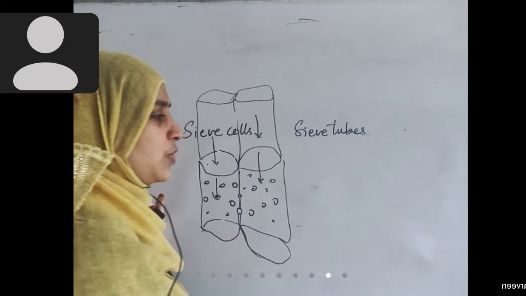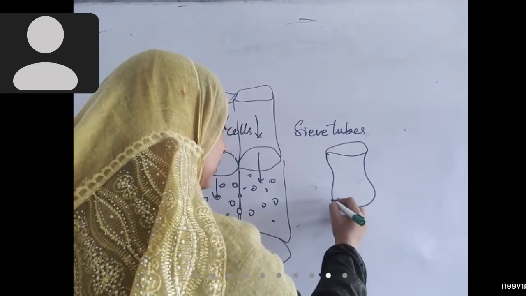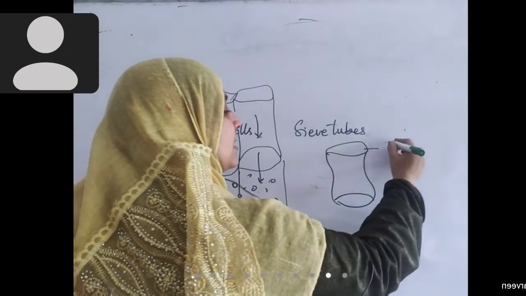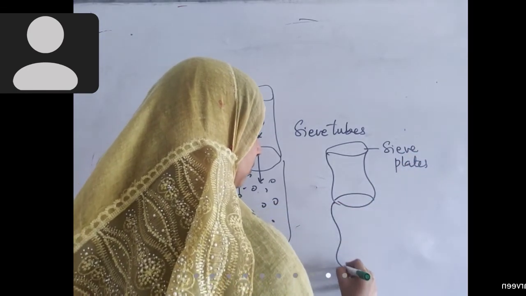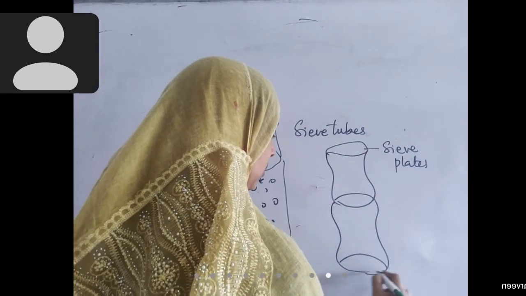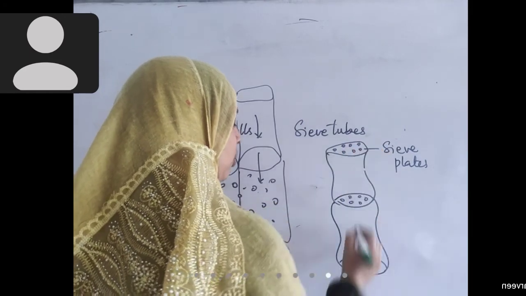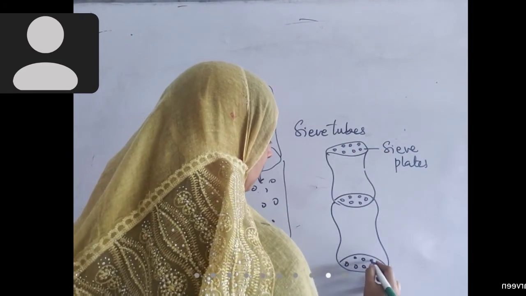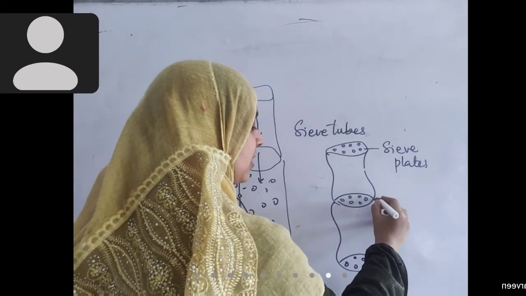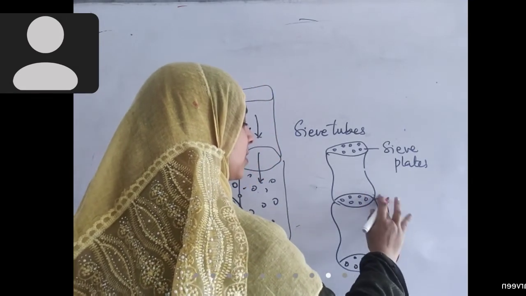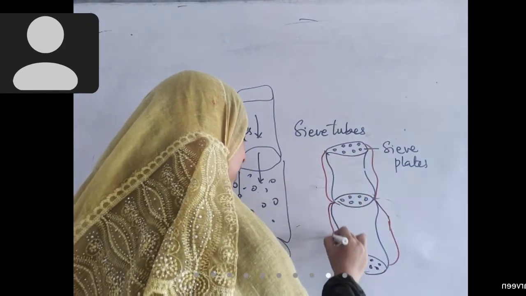Okay, but sieve tubes have perforation plates. These are called sieve plates. Here there are holes, pores. Pores means small holes. And here there are companion cells. Here you can see companion cells are present. So this is one companion cell, this is one companion cell, this is one companion cell.